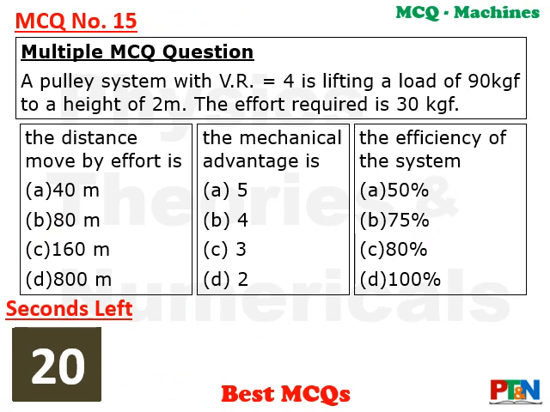Next MCQ. Again you have got 3 questions, again one situation. What is given is the pulley system has velocity ratio 4 and it is lifting a load of 30 kgf to a height of 2 meter. The effort required is 30 kgf. You need to find out the distance moved by effort, mechanical advantage, and efficiency of the system. Again 20 seconds time. Your timer starts now.